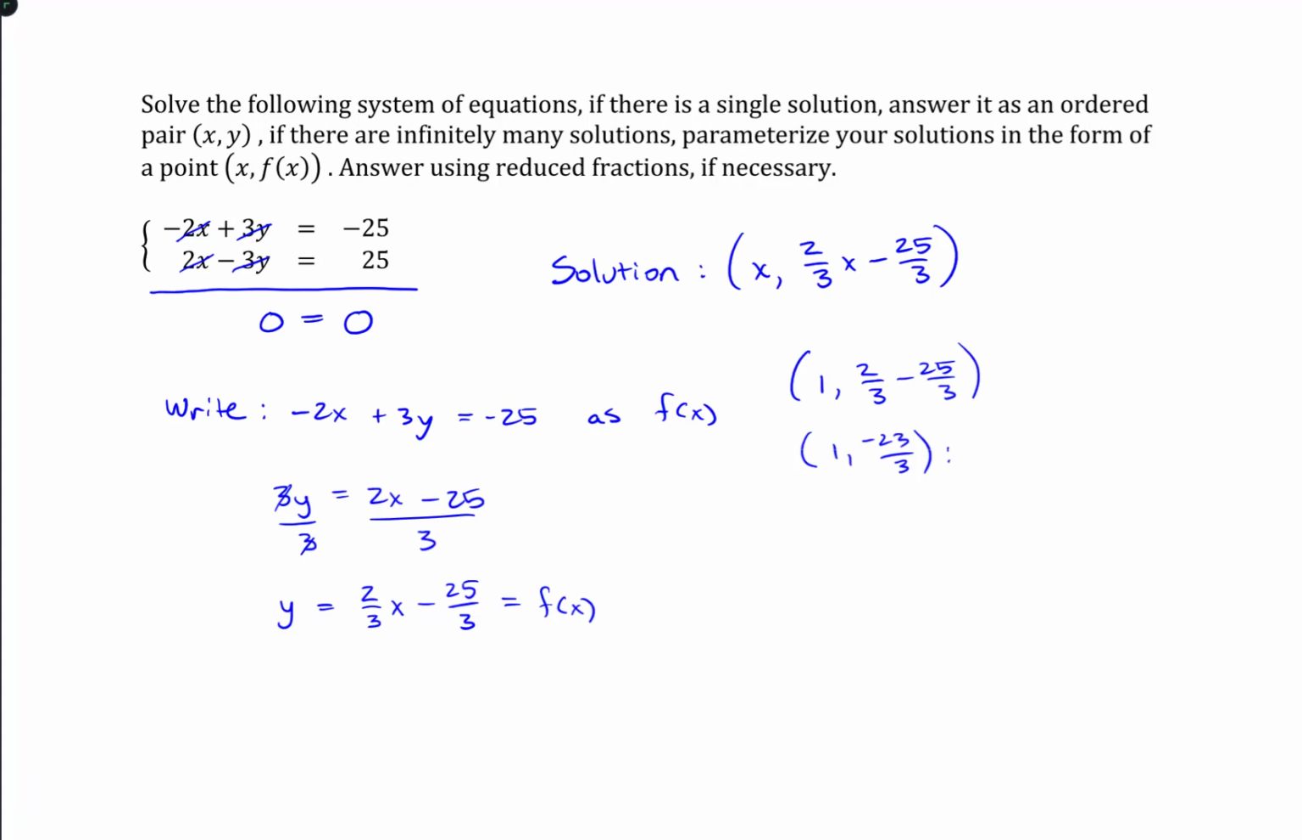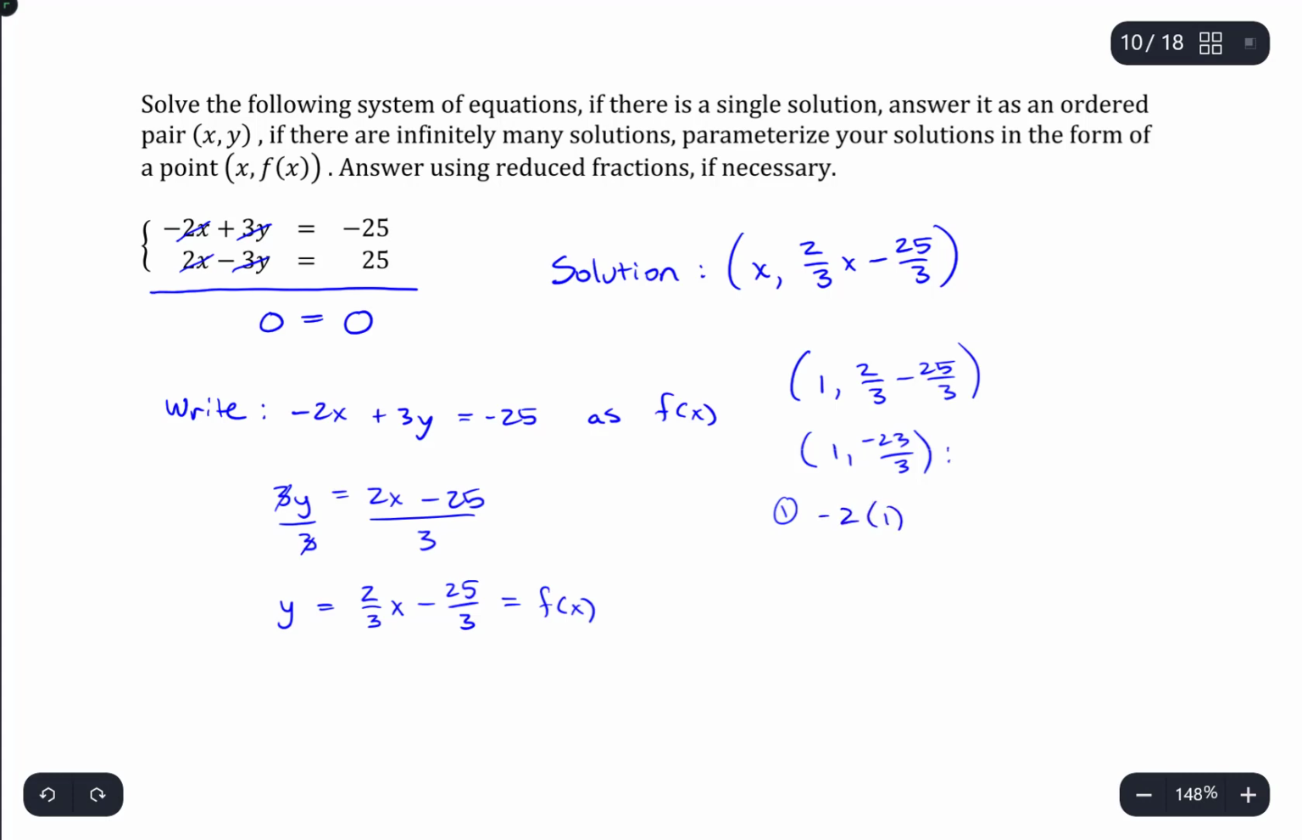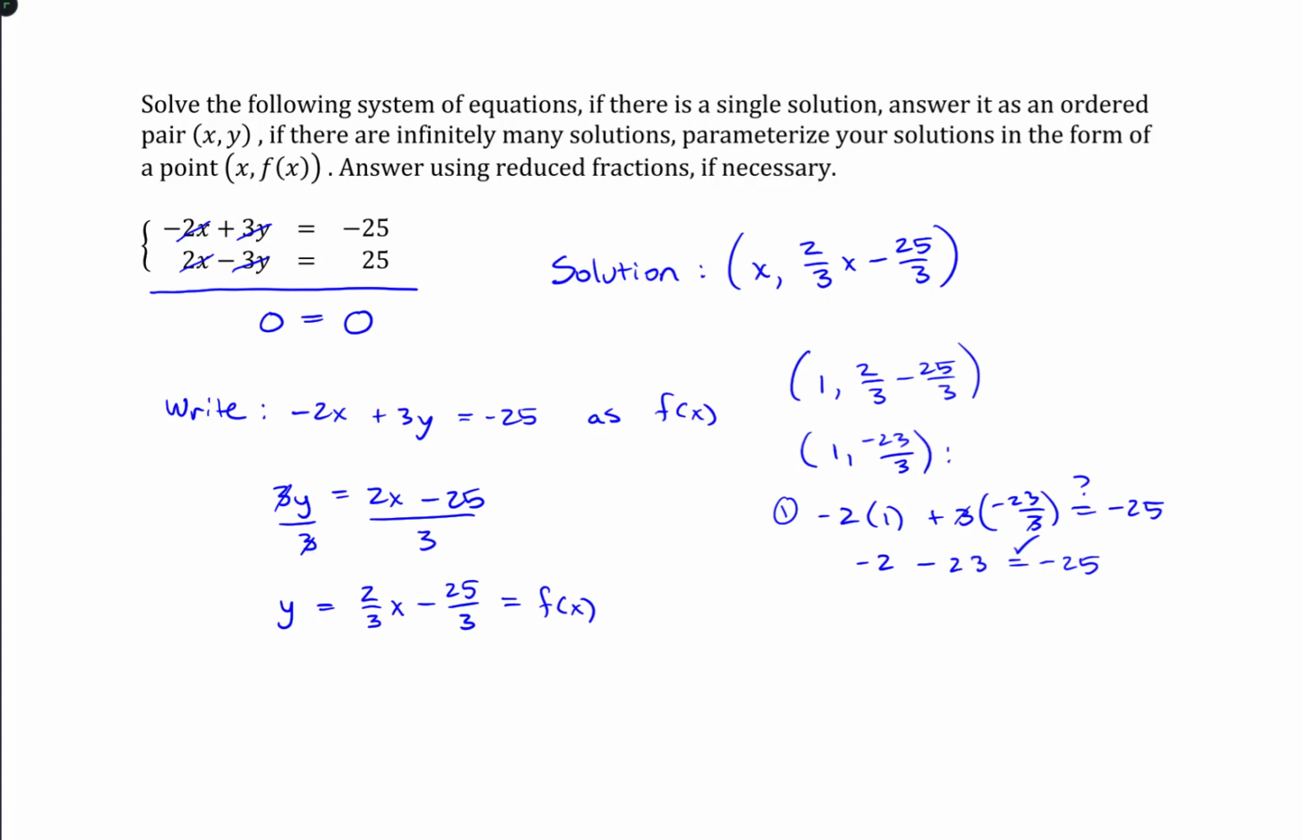So just to show you, if I plug it into the first equation, it's negative 2 times 1 plus 3 times negative 23 over 3, and that's supposed to be equal to negative 25. So this would be negative 2, the 3s cancel, minus 23 then is what's left in this part. Negative 2 minus 23 is in fact equal to negative 25, so it solves that equation.